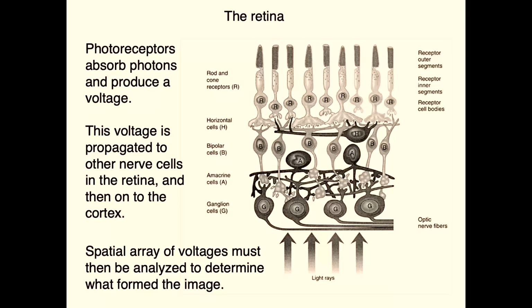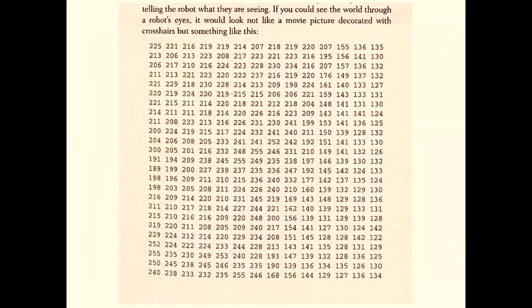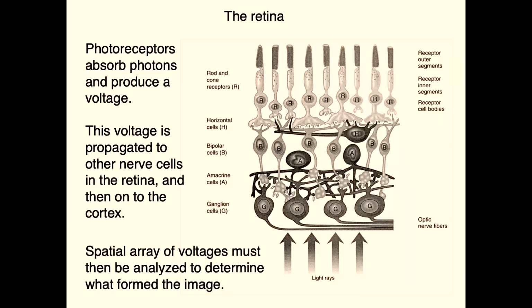And this is happening across the entire retinal image. So you effectively get a spatial array of voltages. It's really analogous to this array of numbers here, except that it's happening in your eye. So you can think of your eye as something that is measuring light, turning that into a bunch of numbers, and then sending that through the optic nerve to your brain.